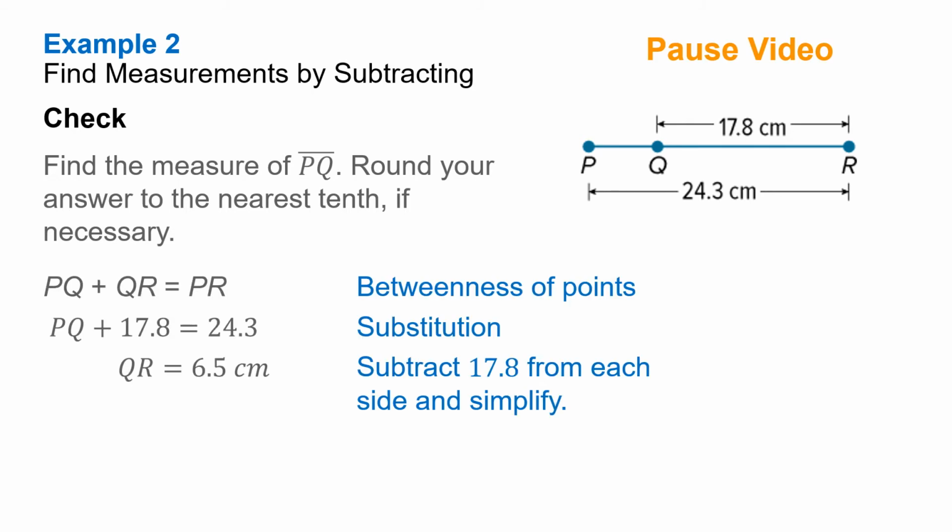Q is between P and R, so the relationship is PQ plus QR is equal to PR. Then we substitute our given values for QR and PR. We subtract 17.8 from both sides, and we find out that QR is 6.5 centimeters.